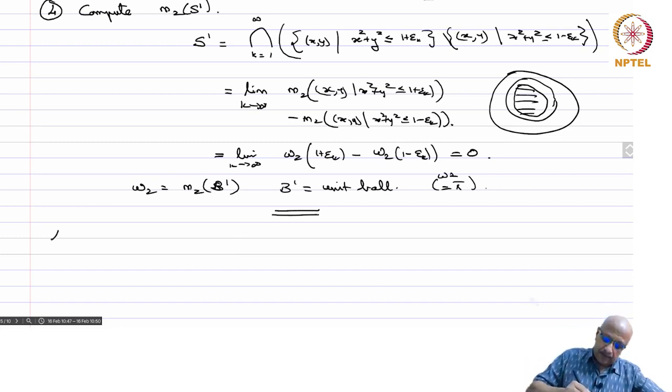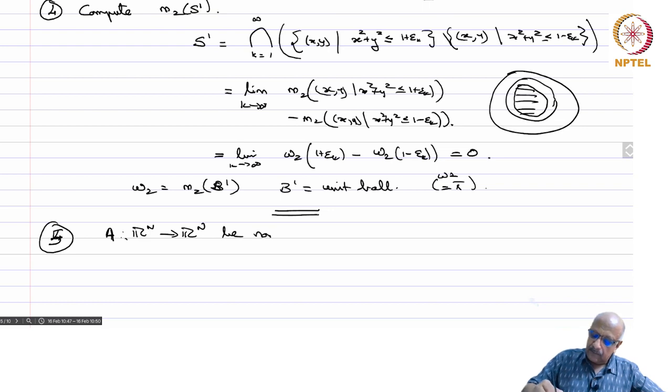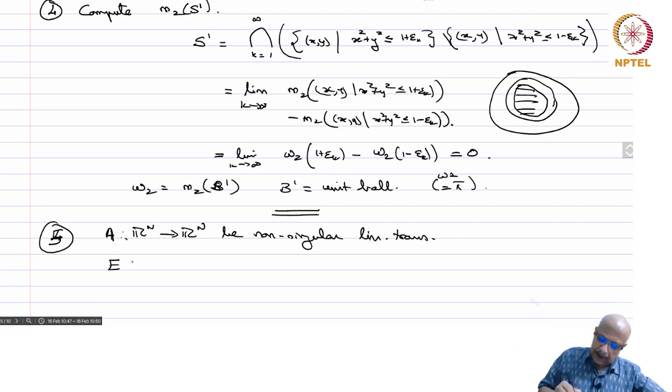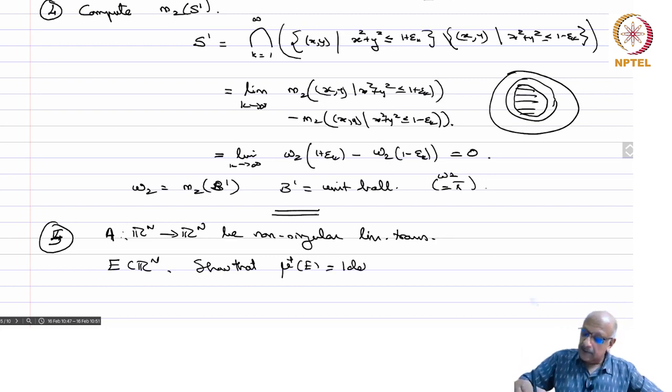Then 5. Let A from Rn to Rn be a non-singular linear transformation, and E contained in Rn. Show that mu star of AE is equal to mod determinant of A times mu star of E.